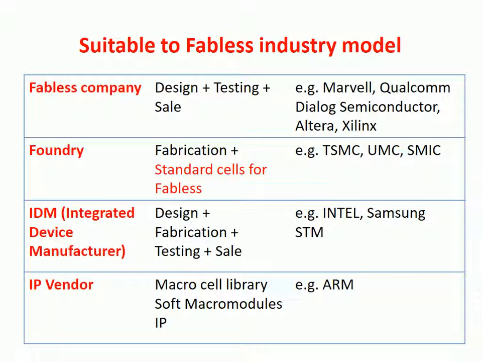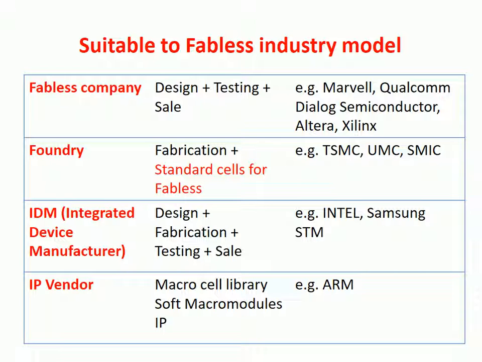Another actor in this model, which has become very relevant in the last few years, is the so-called IP vendor. The IP vendor essentially sells only the design of microcells. So it sells a library, typically large blocks. It can be a complete microprocessor. For example, the largest IP vendor that we have now is ARM. ARM sells the ARM architecture in various different models and possibilities that are included by the microprocessor producer.